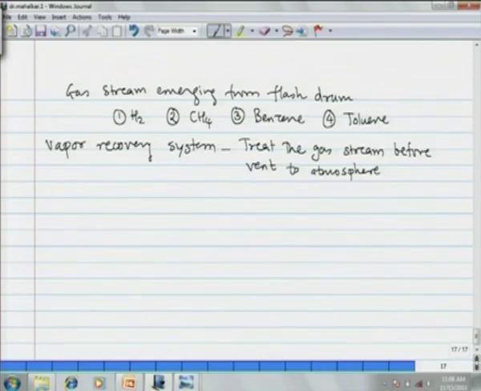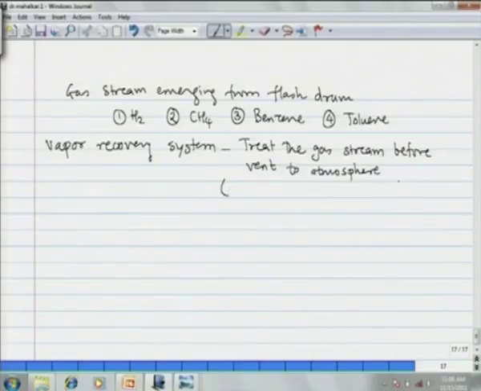Now, the gas stream that is emerging from the vapor recovery system need not always be vented to atmosphere. In the present context, we have hydrogen and methane, both of which can form fuel. So, this stream can be recycled in the process to meet the energy demands. So, that point also we note, that before vent to atmosphere or integration with the remainder of process.